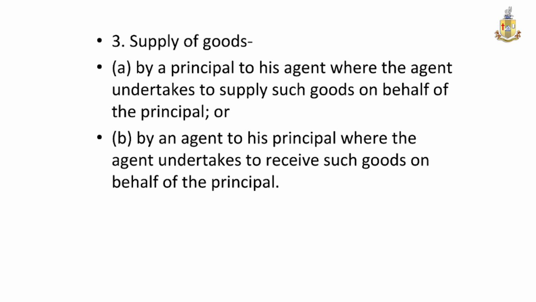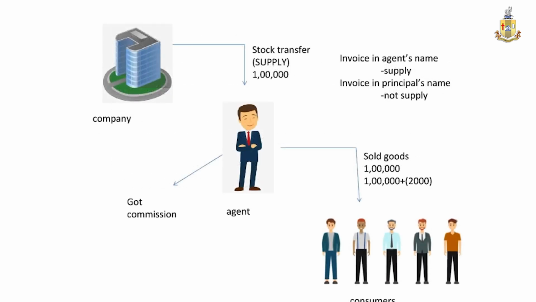Here is an example for you. Here the company is transferring stock worth rupees 1 lakh to an agent, and he is selling it to the customers. This stock transfer is also called a supply, even though there is no consideration given by the agent to the company.